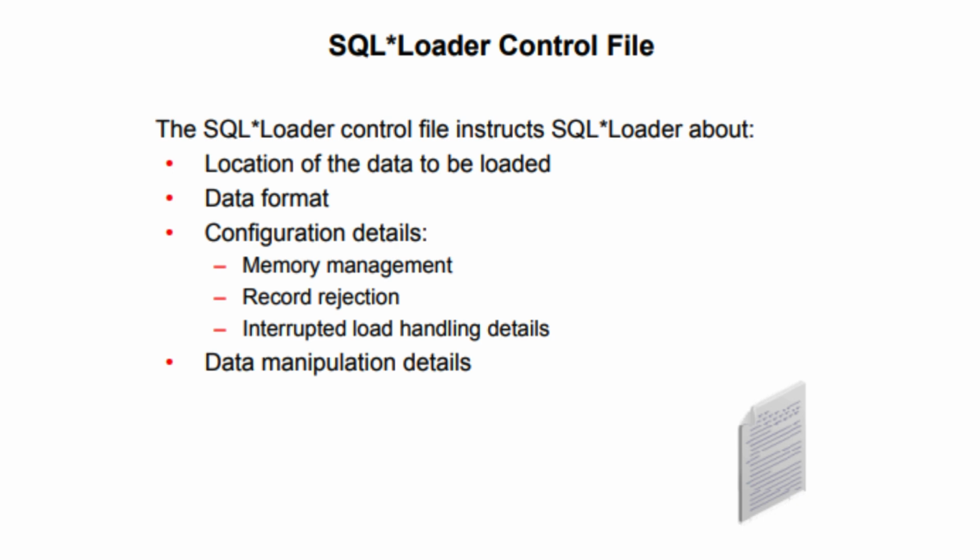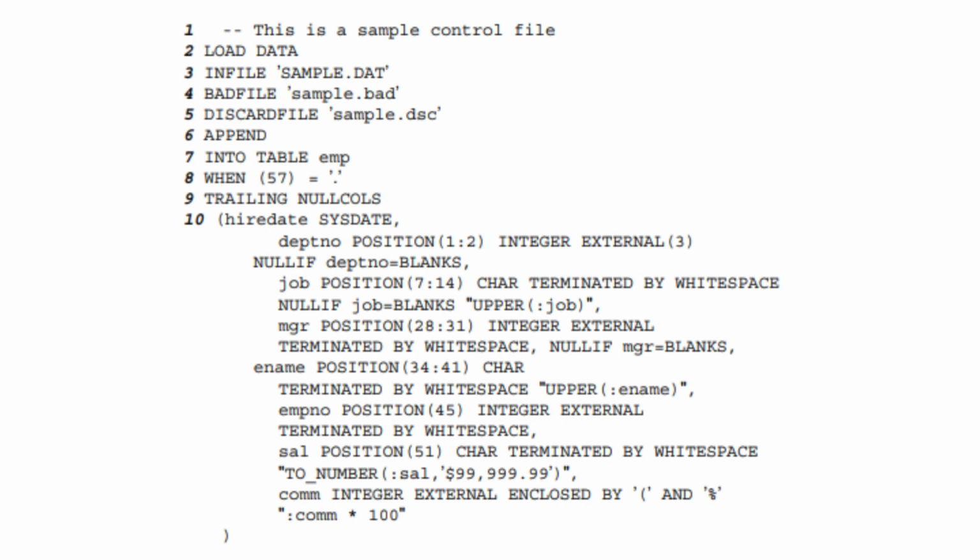The SQL Loader control file is a text file that contains data definition language, DDL, instructions. DDL is used to control the following aspects of a SQL Loader session: where SQL Loader finds the data to load, how SQL Loader expects that data to be formatted, how SQL Loader is being configured, including memory management, selection and rejection criteria, interrupted load handling, and so on, as it loads the data, how SQL Loader manipulates the data being loaded. The explanation of this sample control file, by line numbers, is as follows.